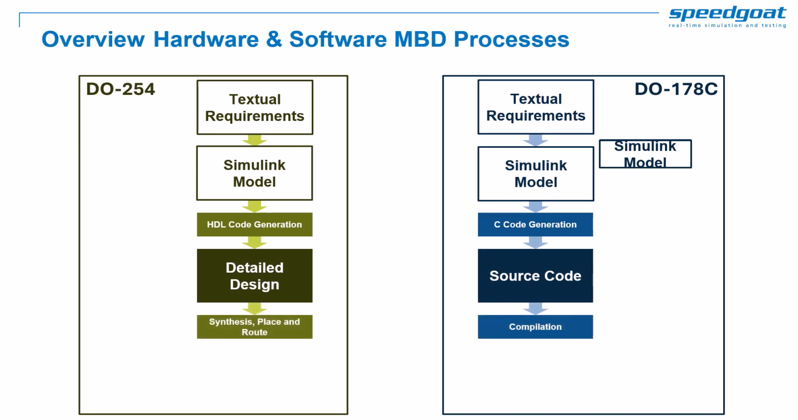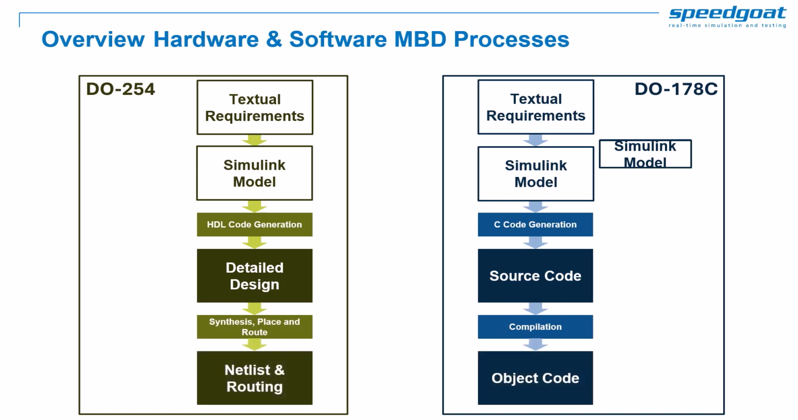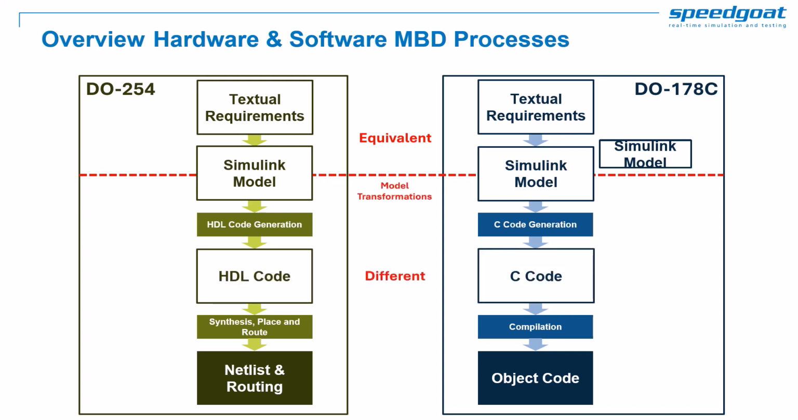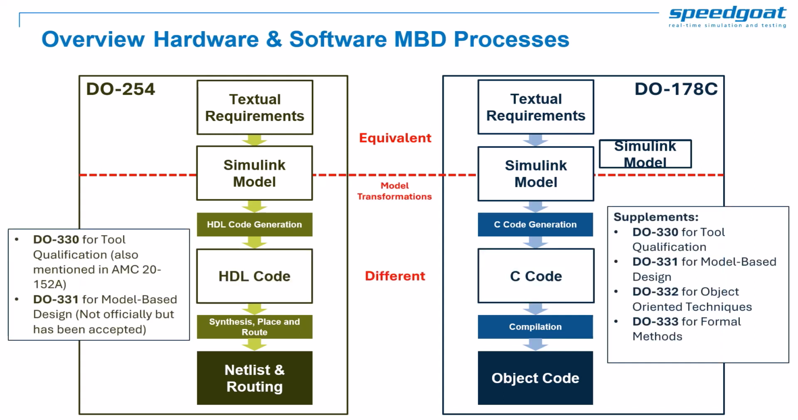The HDL code leads to the netlist and routing, which can be manually reviewed if this is required in your certification process. Until the modeling part, both standards are equivalent. Depending if you are doing software or hardware design, you will use different model transformations. Depending on your project, it may not be straightforward how to claim certification credit for the model-based design approach. The standards DO-330 and DO-331 provide further clarification.